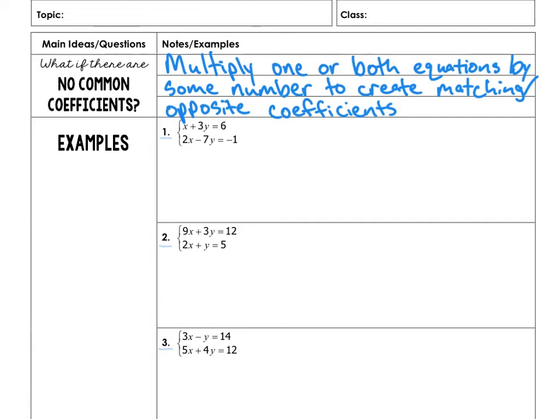Hey everybody, we're back talking about more Algebra 1. In this video, I will continue off of what we were talking about in a prior video. We are going to be talking about solving systems of equations using the elimination method.